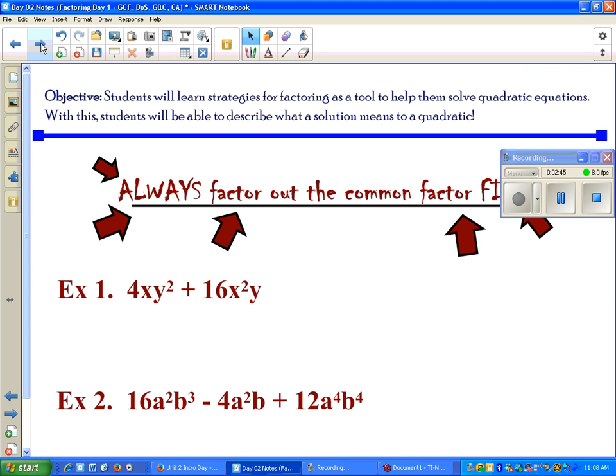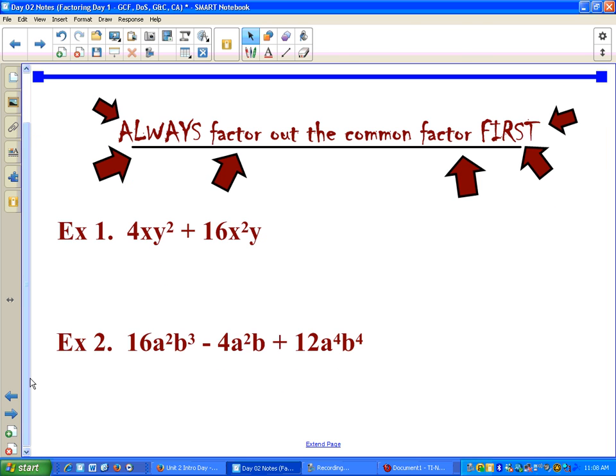So here we go. Always factor out the greatest common factor first. If there's a greatest common factor, always take it out first. Did I say that enough? I hope so. One more time. If there's a greatest common factor, always take it out first. So here's my question. 4xy squared plus 16x squared y. Is there a greatest common factor?